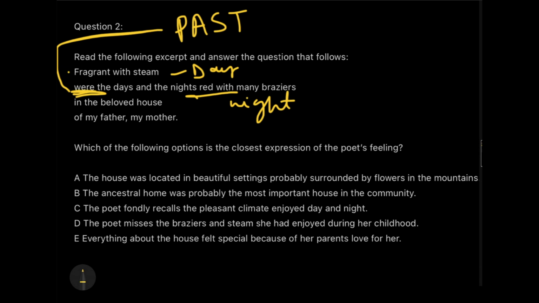In the beloved house of the father and the mother. So we are talking about a house which has a family. So basically that depicts your family together in a house. All right, these are the only 4-5 points you need to capture from this poem, and then start with the question. Which of the following options is the closest expression of the poet's feeling?